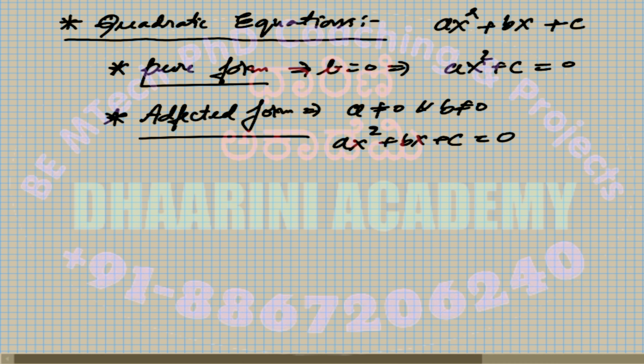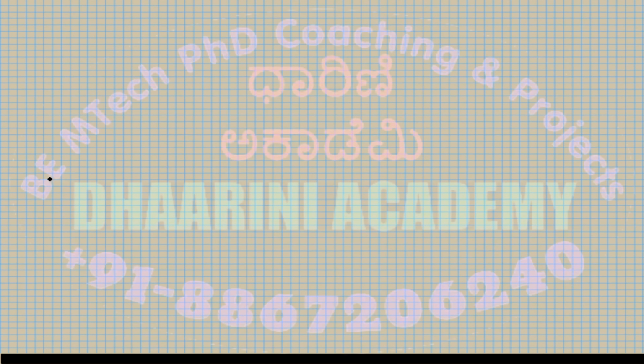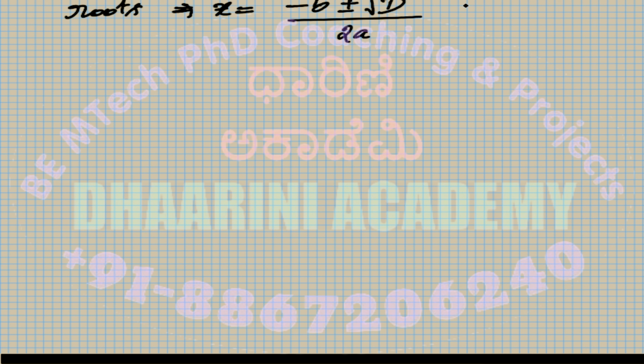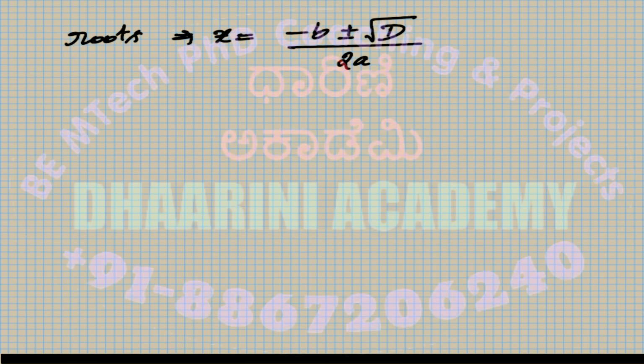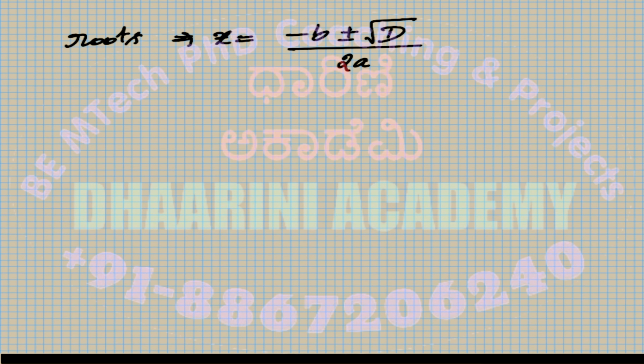All right, now in case of the standard format, you can try to find the roots of an equation. The roots can be found by using x is equal to minus b plus or minus root of d whole divided by 2a. So a is given in the equation, b is given in the equation, and we can use this to calculate the value of the root.